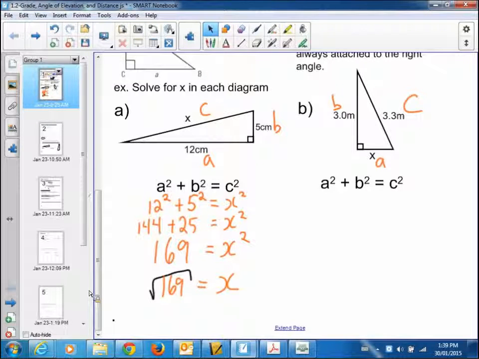Now, in my formula, instead of the letter A, what do I replace it with? X. Right.